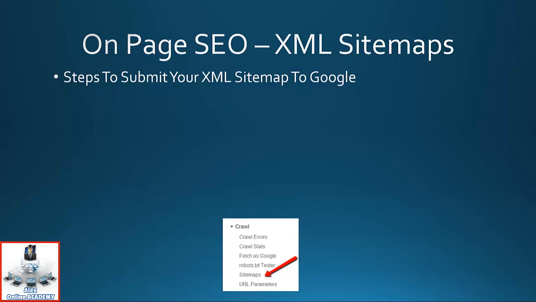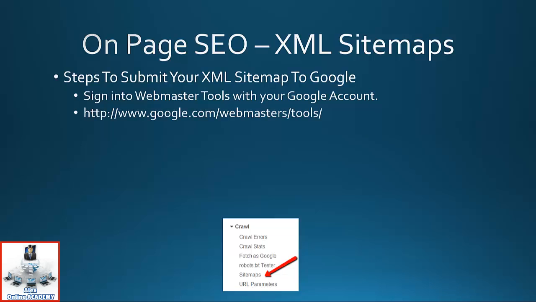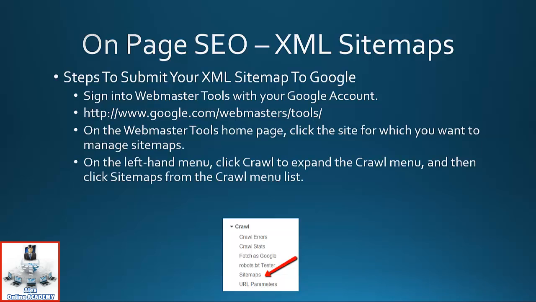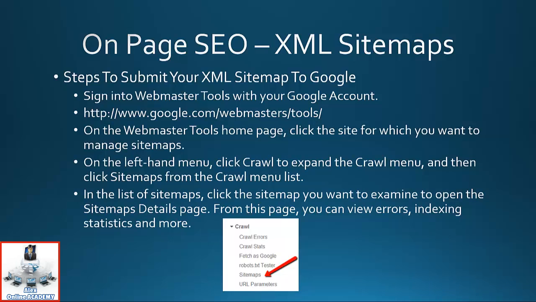Steps to submit your XML sitemap to Google. First thing you want to do is sign into your Webmaster Tools account with your Google account. So you want to go to google.com/webmasters/tools. On the Webmaster Tools homepage, click the site for which you want to manage sitemaps. You'll have multiple sites in there. On the left-hand menu, click Crawl to expand the Crawl menu, and then click Sitemaps from the Crawl menu list. And in the list of sitemaps, click the sitemap you want to examine to open the sitemap details page.